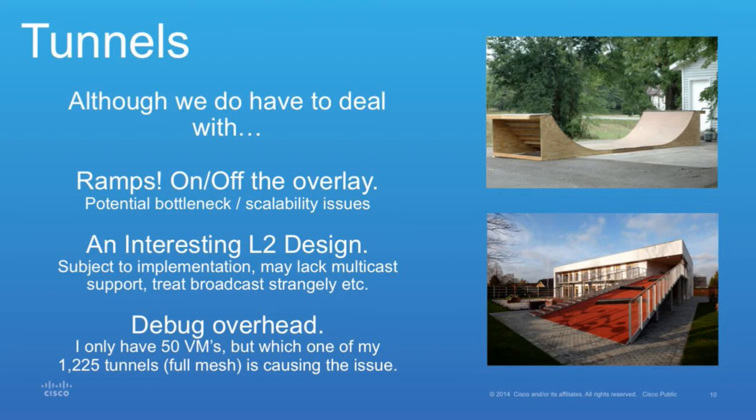Depending on the implementation, you might also have quite a weird layer 2 design. However your tunneling mesh is set up or whatever technologies you're using there, you might have weird or lacking multicast support. It might treat broadcast strangely, and that might cause some problems when you're trying to put legacy applications that expect a regular Ethernet network up into a container. And you also have debug overhead. If you have 50 VMs fully meshed with tunnels and something goes wrong, which one of the 1,225 tunnels is causing you the problem?